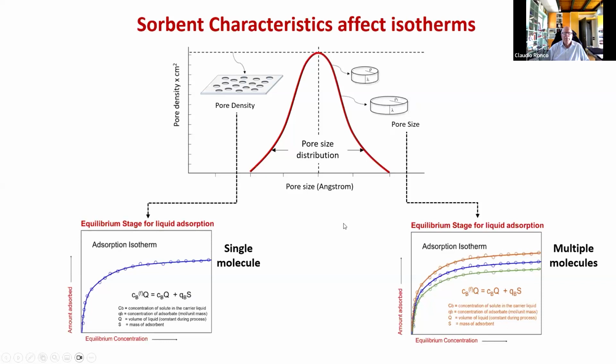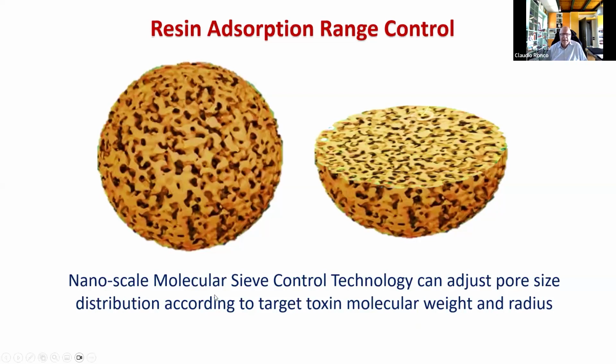And in fact, once you measure the isotherms, which are basically the clearance curve by adsorption, you can see that the single molecule is affected in the characteristic of the isotherm by the pore density. Number of pores and surface area describe the capacity to absorb a specific molecule, and the isotherm at equilibrium describes the maximum amount of solute absorbed by a given quantity of the sorbent. While when you speak about different pore size distribution, different solutes present different isotherms that are characterized by the sieving properties of the pores. Today, thanks to nanoscale molecular sieve control technology, manufacturers can adjust the pore size distribution according to target toxin and molecular weight and radius of the molecules that need to be removed.